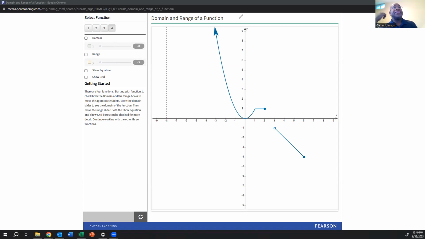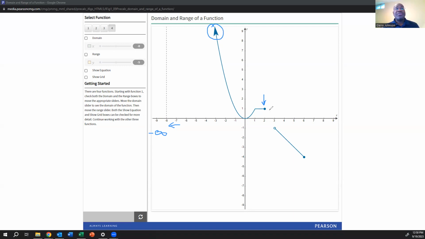So if we take a look at this particular example, as far as the domain goes, we see that the graph is going to extend infinitely to the left. And to the left, we go to negative infinity. And now it keeps on going until we get to this point here, where the graph abruptly stops at 2.